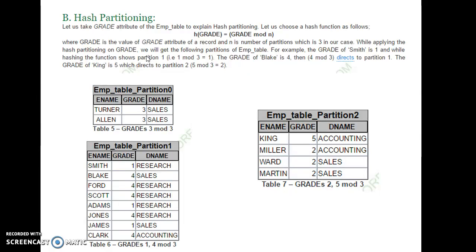As we said, we need some attribute. In our table we had a grade attribute, where grade is the value of the grade attribute of a record and n is the number of partitions, which is 3 in our case. So we use grade mod n. While applying the hash partition, we get the following partition of the employee table. For example, the grade of Smith is 1, so the hash function is 1 mod 3. The grade of Blake is 4, which directs to partition 1. The grade of King is 5, which directs to partition number 2. In this way the different values are put into different tables using the hash function.